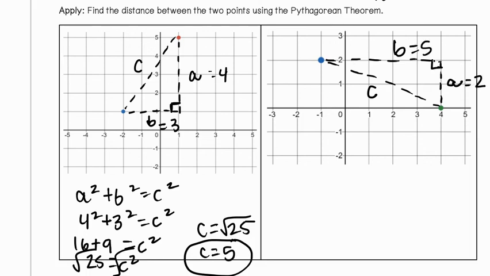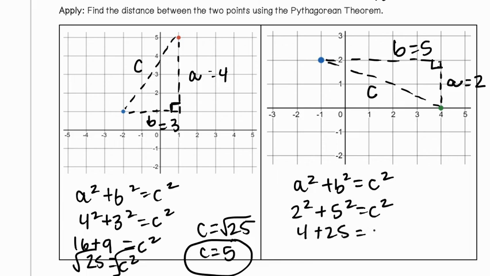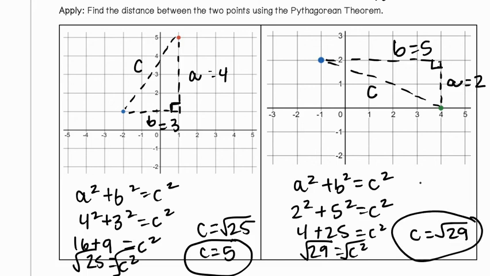We're going to use this to help us figure out what C is. So we use A squared plus B squared equals C squared. So 2 squared plus 5 squared will equal C squared. 4 plus 25, so we get 29 equals C squared. Take the square root of both sides, so C will equal the square root of 29. And that will be the length of our hypotenuse.